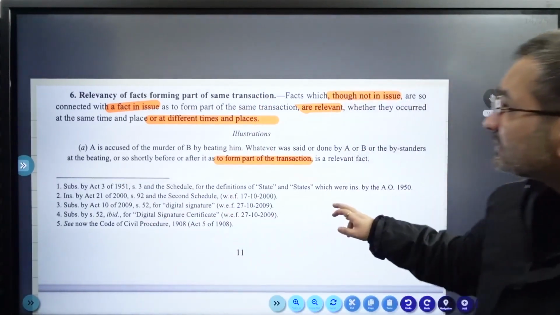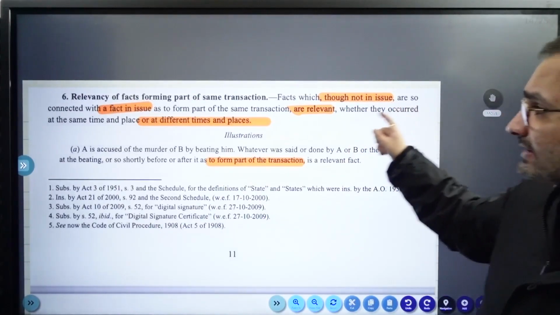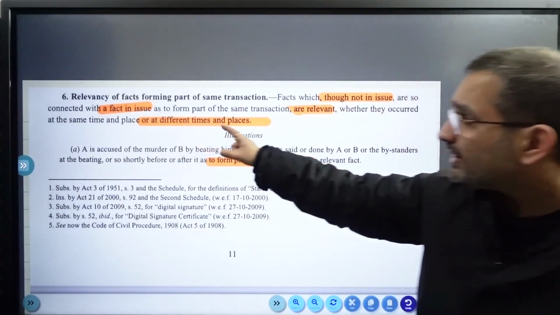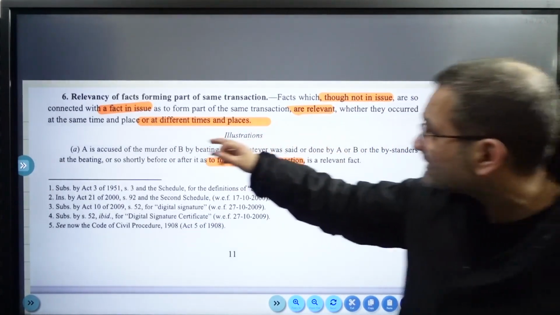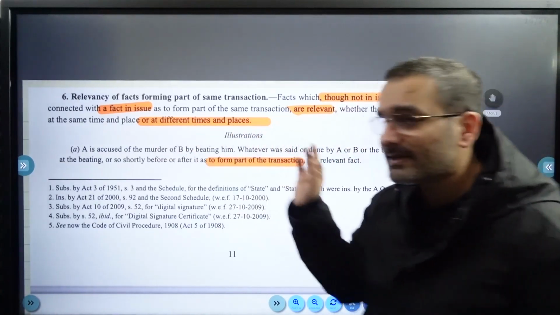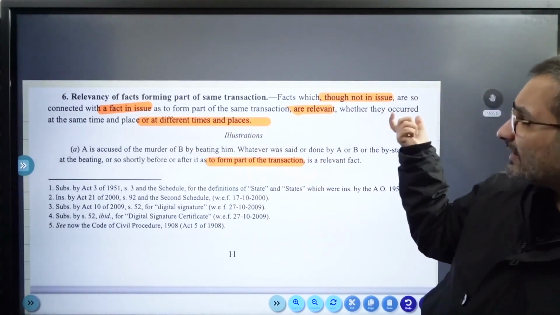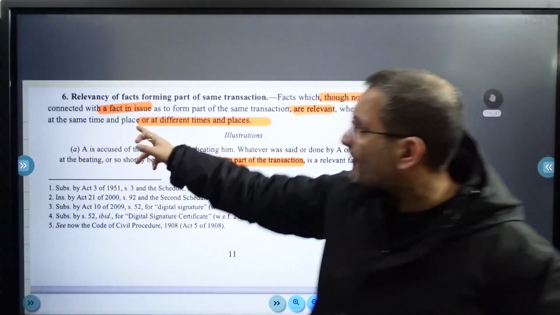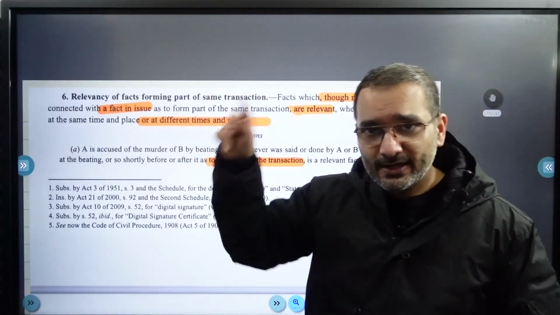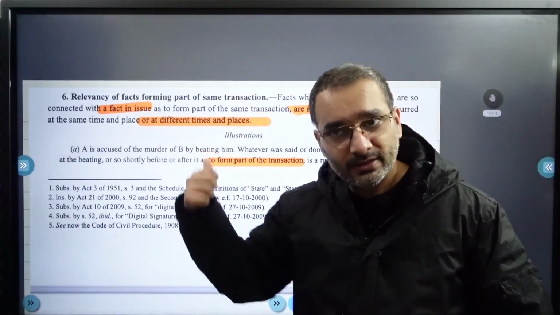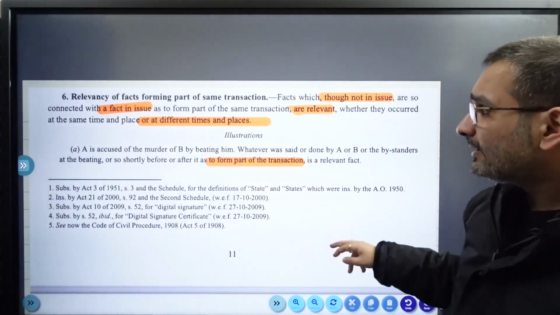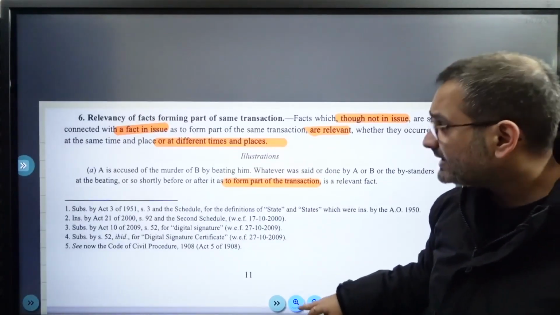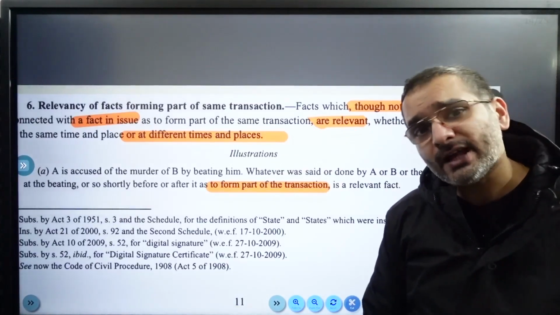All right. So facts which, though not in issue, are so connected with the fact in issue as to form part of the same transaction are relevant, whether they occurred at the same time and same place or at different times and places. This is also an MCQ for prelims: whether they occurred at the dash, option A, B, C, D, 1 and 2 only, 2 and 3 only. Can you see the MCQ being formed for the purposes of prelims? So mark it. And this section must be remembered, just like section 11 which we saw in the last lecture.